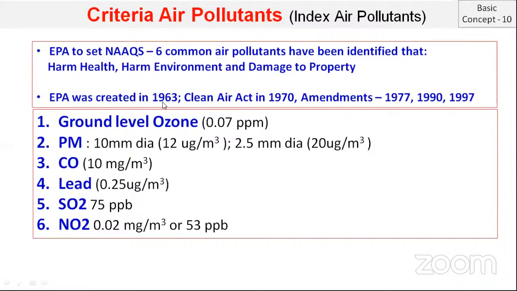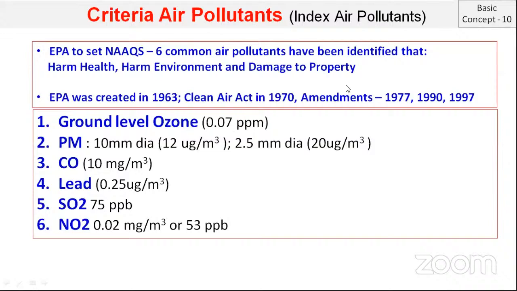EPA itself was established in 1963. Clean Air Act was established in 1970. You see, this particular act is promulgated. That means it has become a law now. That means these levels have become a law. That means if there is higher concentration than this, that particular source or whosoever is producing that level will be punished by the act. That is the meaning of regulation.